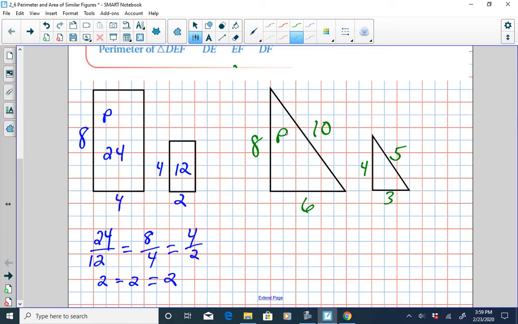So now we can talk about the perimeters. The perimeter here would be 8 plus 6 is 14, plus 10 is 24, and the perimeter here would be 4 plus 3 is 7, plus 5 is 12. So the ratio of their perimeters would be 24 to 12, once again. Is that the same as the ratio of the corresponding sides, 8 to 4? Well, we know that's true because 24 over 12 is 2 and 8 over 4 is 2. But what about the ratio of the corresponding sides here, 6 to 3? Is 6 to 3 the same as 8 to 4? It certainly is.